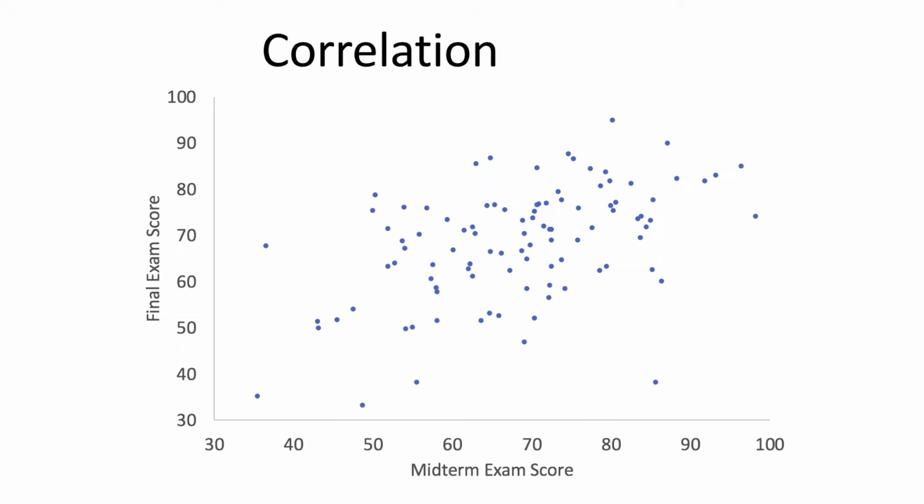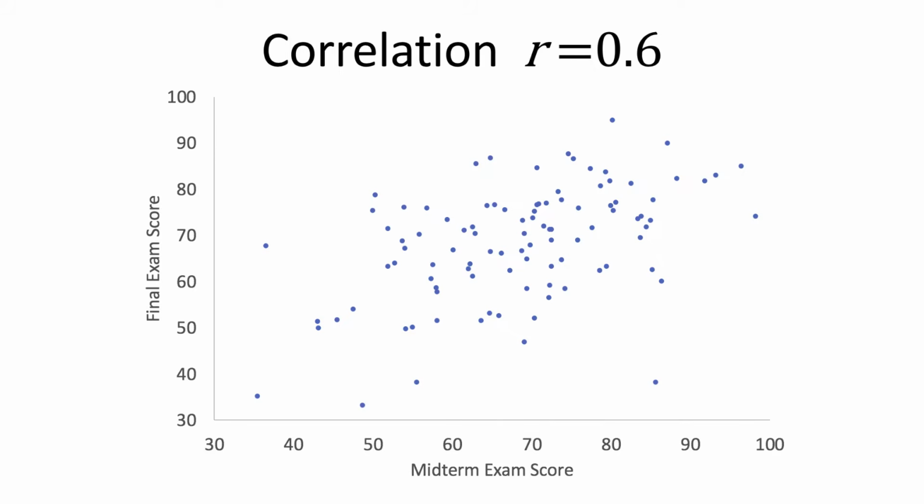In general, students with higher midterm scores have higher final exam scores, and students with lower midterm scores have lower final exam scores. This isn't a perfect relationship, however. Some students did well on the midterm, but not as well on the final, and some did well on the final, but not as well on the midterm. In this example, the correlation is 0.6. The closer to 1, or -1, the stronger the relationship, and the closer to 0, the weaker the relationship.